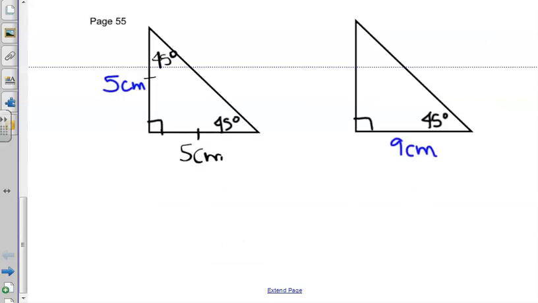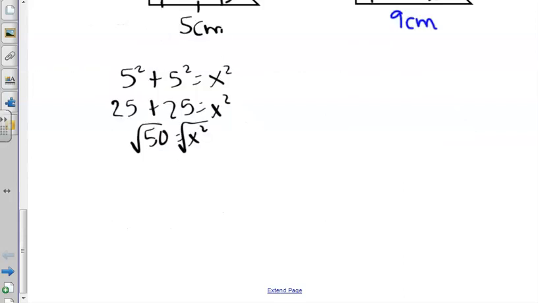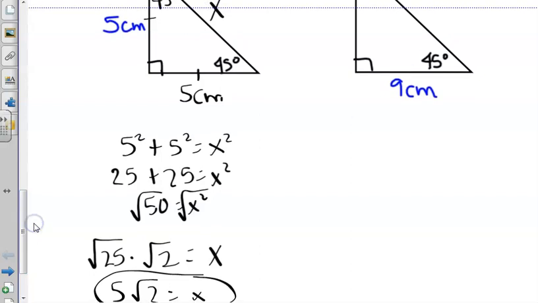By the Pythagorean theorem, we could find the length of the hypotenuse by performing 5 squared plus 5 squared equals x squared. 5 squared is 25, plus 25 is x squared. 50 equals x squared, and we would take the square root of both sides. Recall, to simplify a radical, we would break it down into a perfect square, square root of 25 times the square root of 2, and the square root of 25 is 5. So we can say that the length of the hypotenuse in this right triangle would be 5 root 2.